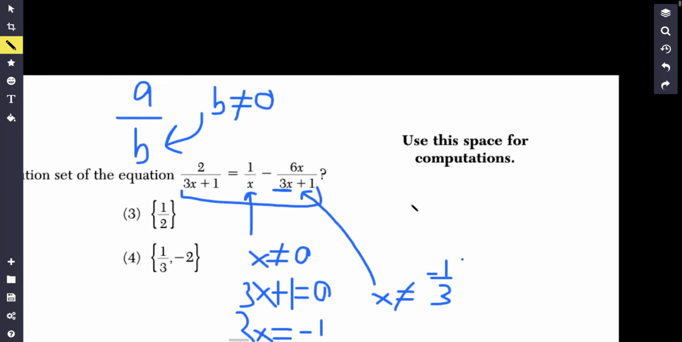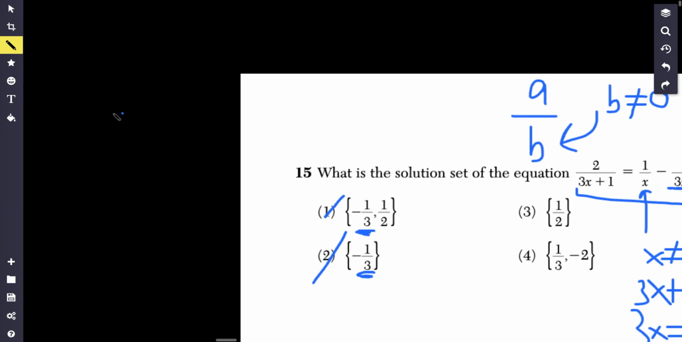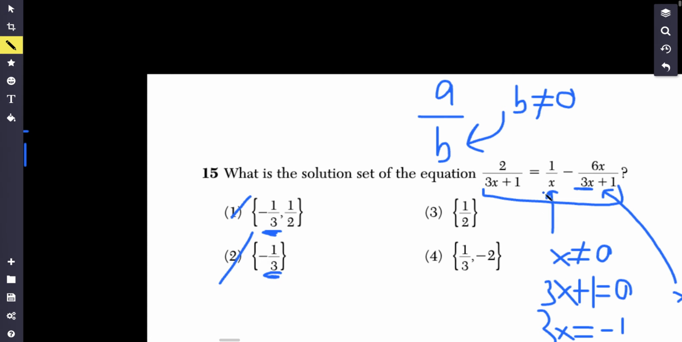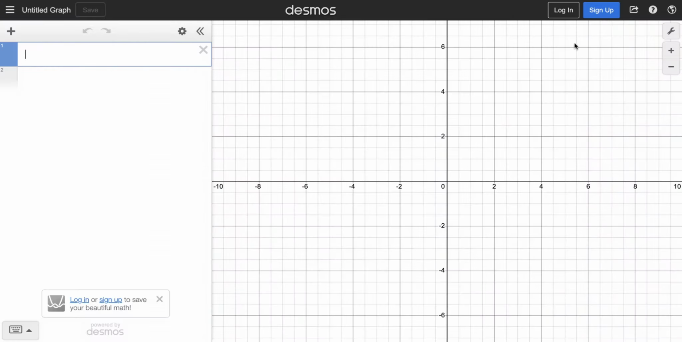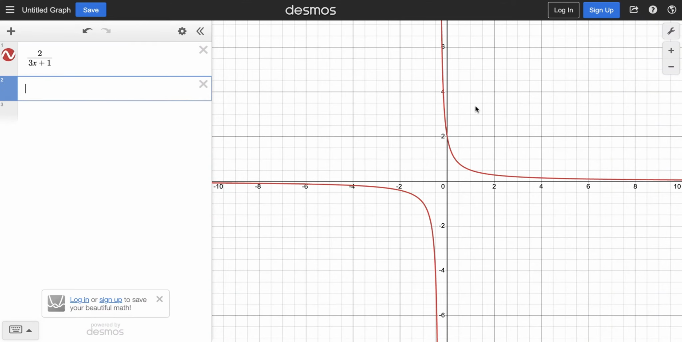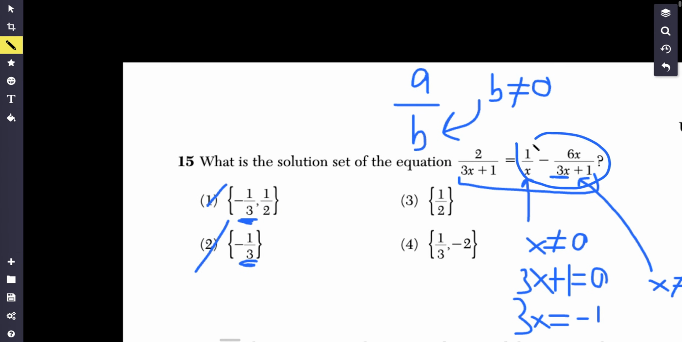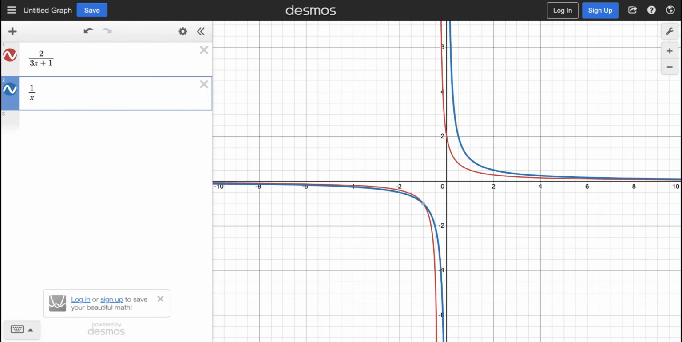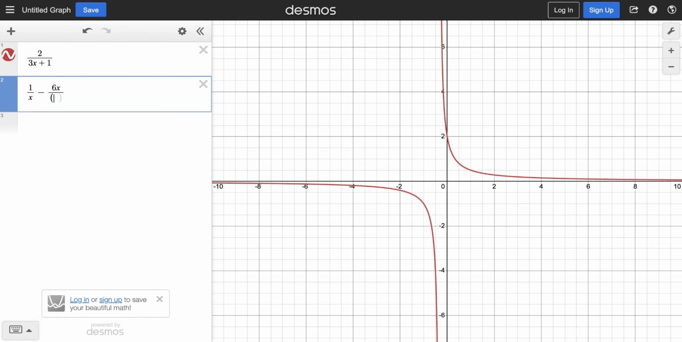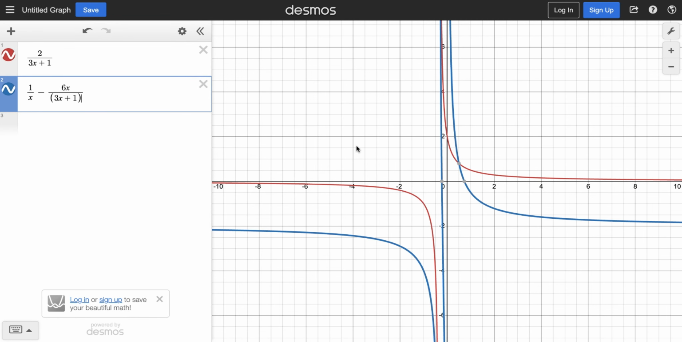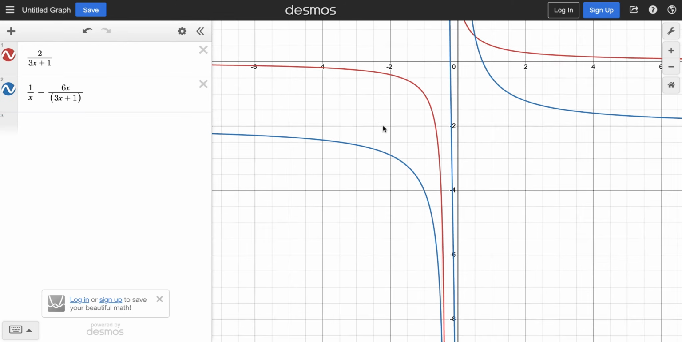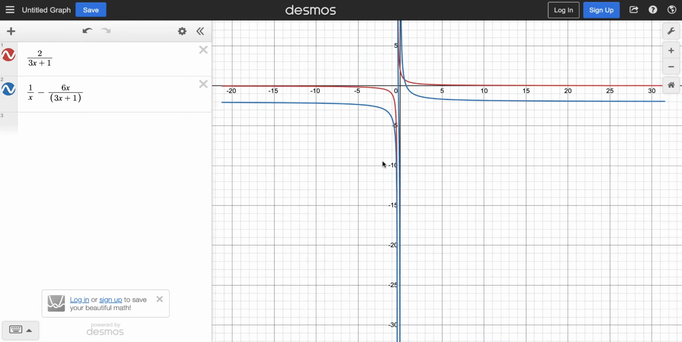Well, let's learn how to solve this algebraically. Because if this was on your teacher's test, it's probably going to say solve this algebraically. Another thing you can do is graph these two functions. So we can graph 2 divided by 3x plus 1. And then for our second part, we can graph 1 over x minus 6x divided by 3x plus 1. They should have a couple of intersection points.